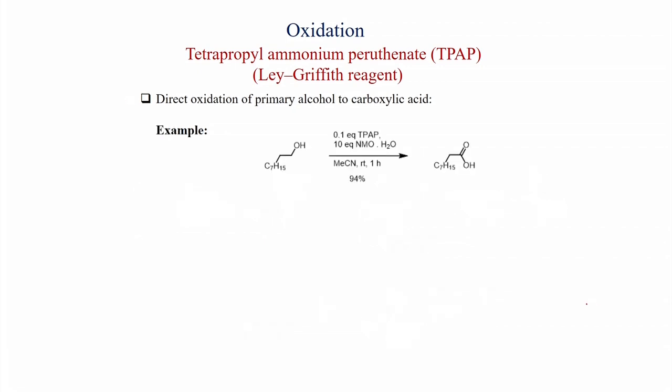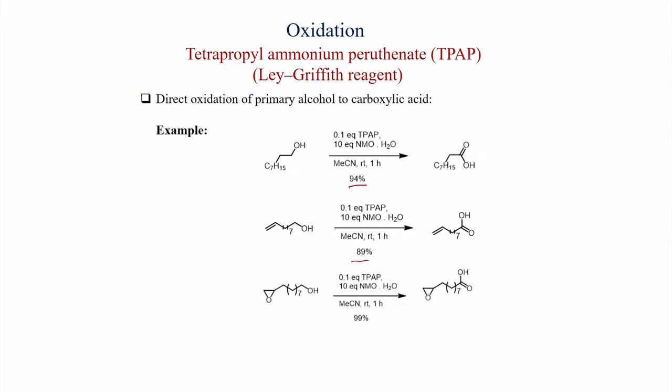And different primary alcohols can be oxidized directly to the carboxylic acid with this condition. Here you can see a long chain primary alcohol can be oxidized to the acid with 0.1 equivalent TPAP, 10 equivalent NMO plus water, acetonitrile solvent, room temperature, and it gives a 94% yield of this product. Also, this long chain alcohol with a double bond can be oxidized to the carboxylic acid with 0.1 equivalent TPAP, 10 equivalent NMO, water, acetonitrile condition, and it gives the product in 89% yield.